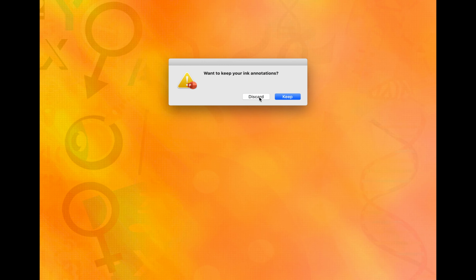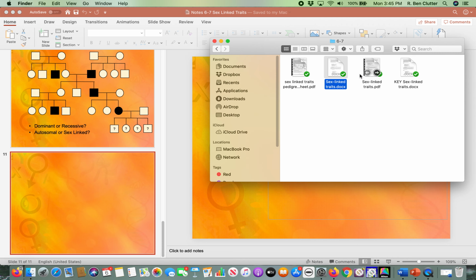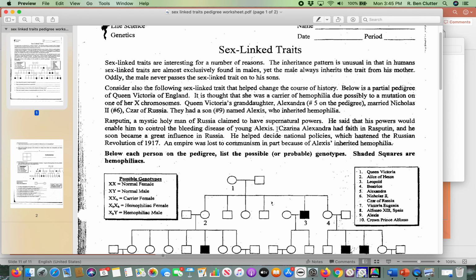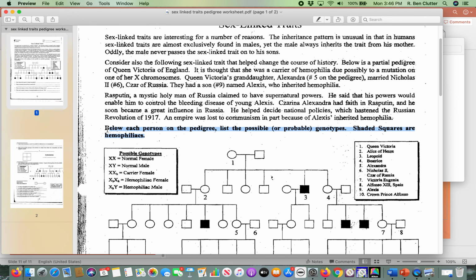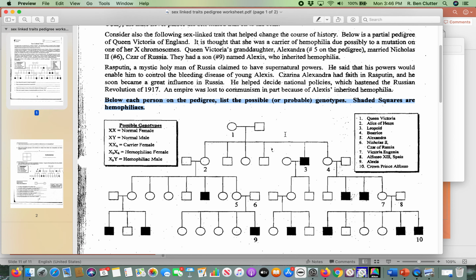Primarily looking at hemophilia with the one royal family. And so what we're going to do here is, let's take a look at this real quick. If you read this background information, notice that right here it says, below each person on the pedigree, list the possible or probable genotypes. So you're going to figure it out.